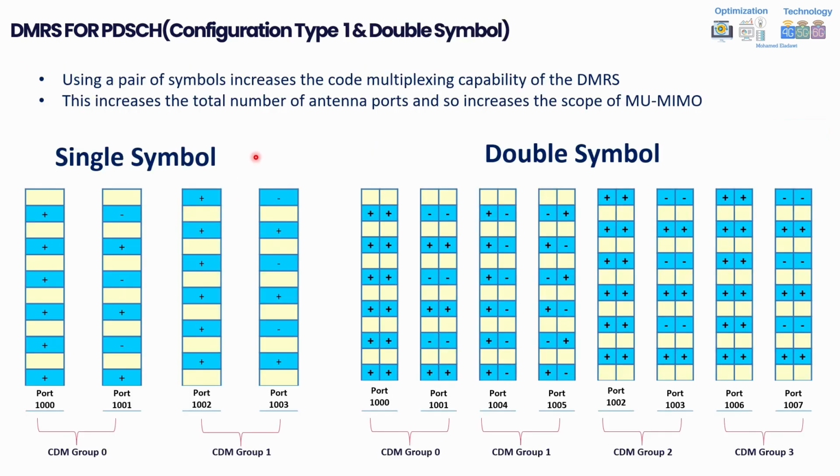So now let's go deeper into the configuration types and why they have different numbers of ports. When you're speaking about, for example, configuration type 1, it has 4 ports for single symbol, or up to 8 ports for double symbol. The same concept for this slide will be applied for configuration type 2. That's why I covered only configuration type 1, but it has exactly the same concept.